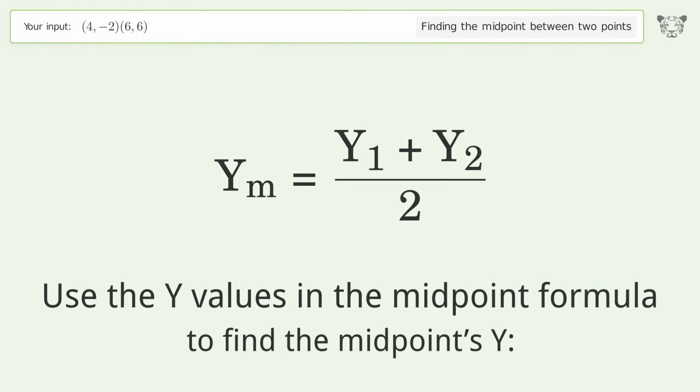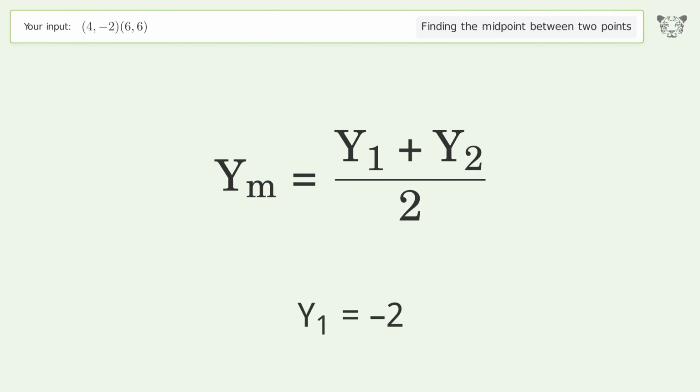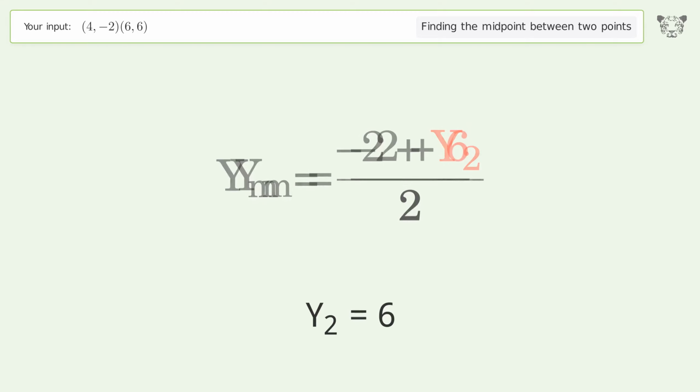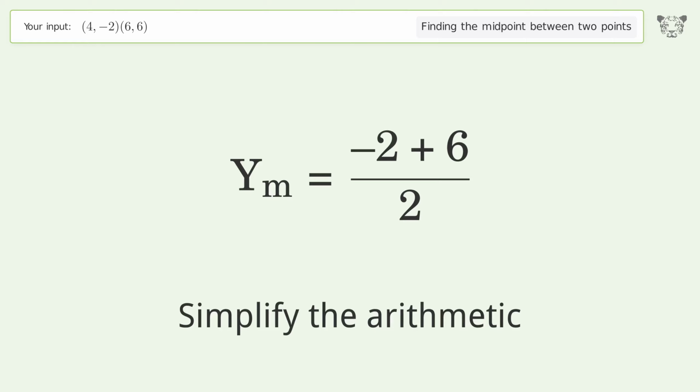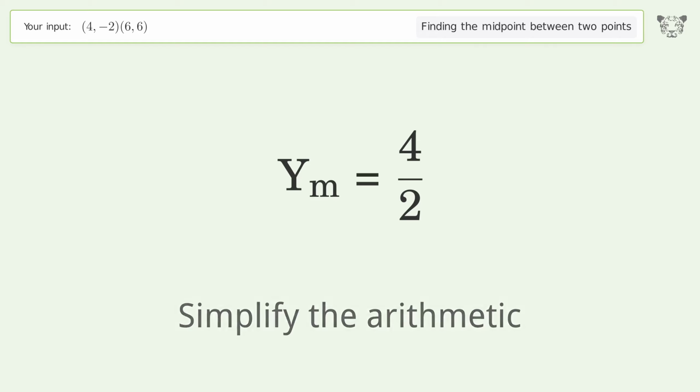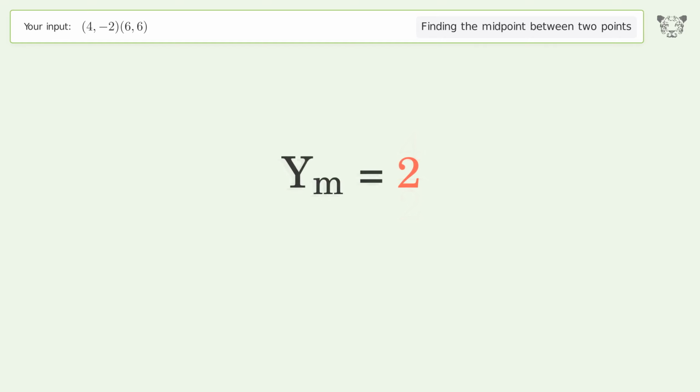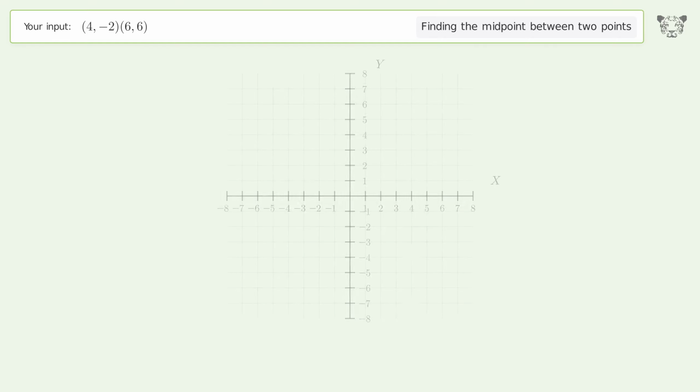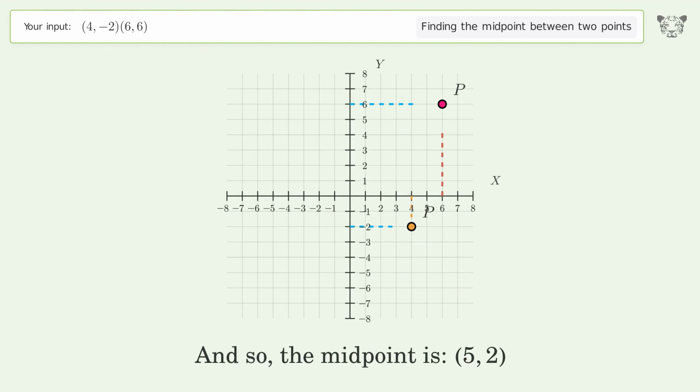Use the y values in the midpoint formula to find the midpoint's y. y1 equals -2. y2 equals 6. Simplify the arithmetic. And so, the midpoint is 5, 2.